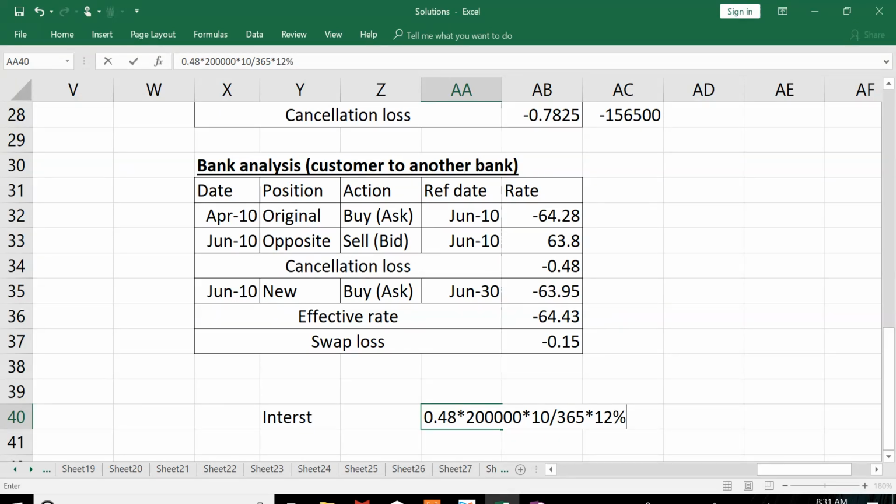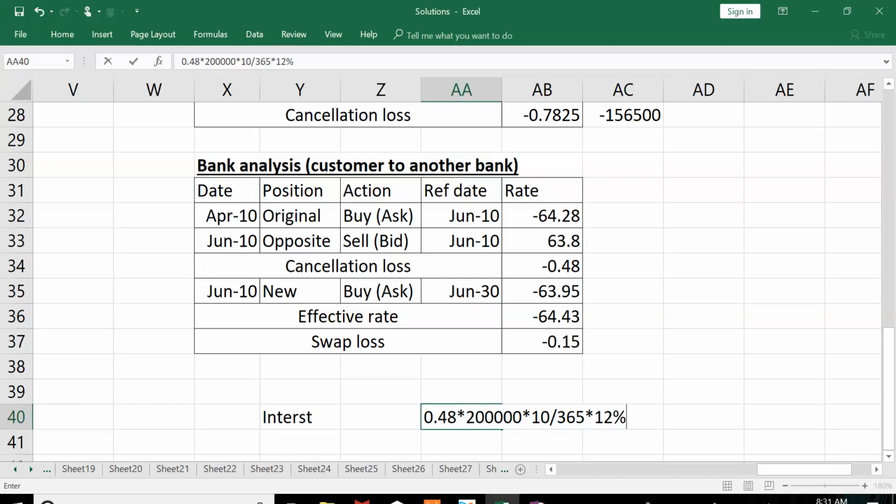Whatever amount Bank A is paying to Bank B, I will charge interest on that. I am not going to collect that money from my customer because that's not my loss. I am making it again very clear. Cancellation loss is not the real loss for the company. Swap loss or the effective loss is the real loss for the bank. So the bank is not interested in 48 paise. The bank is interested only in 15 paise.